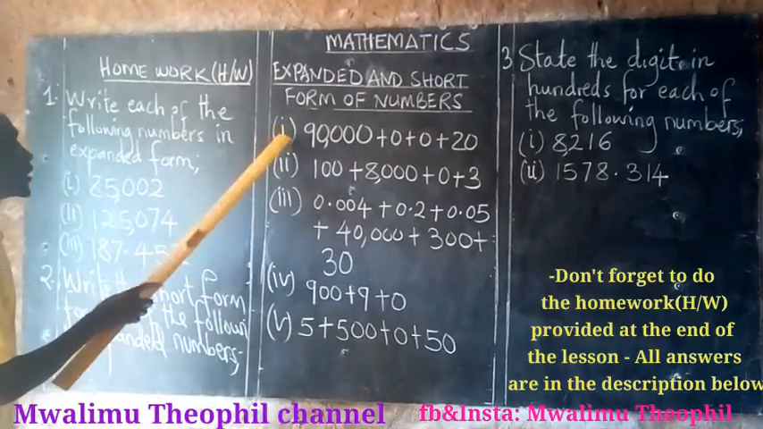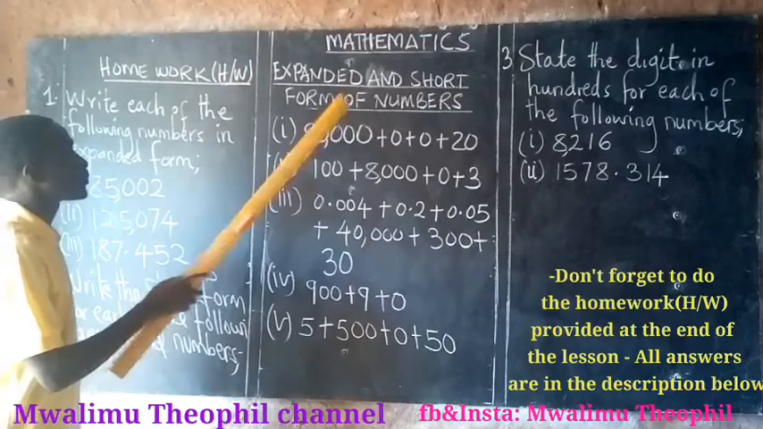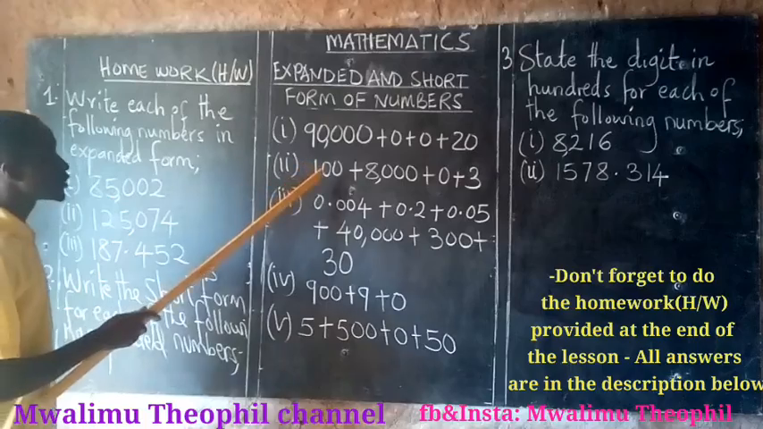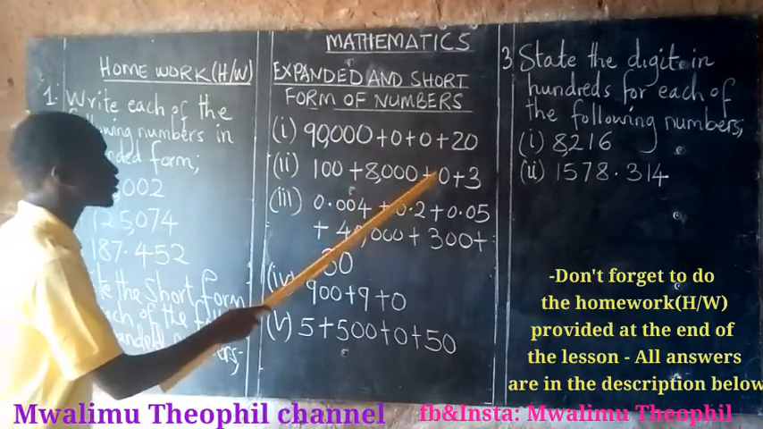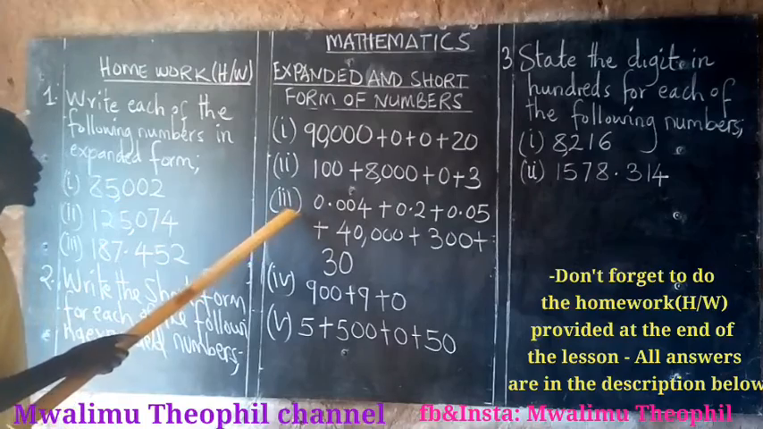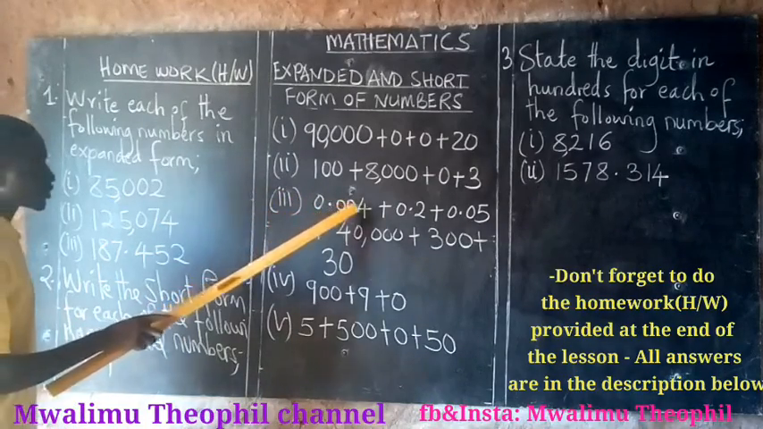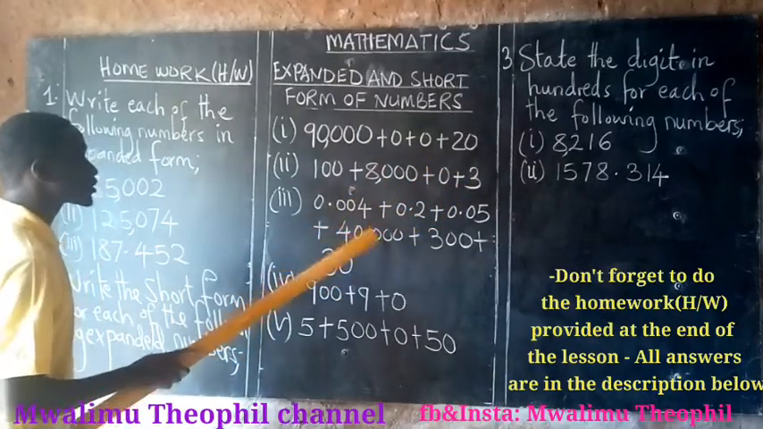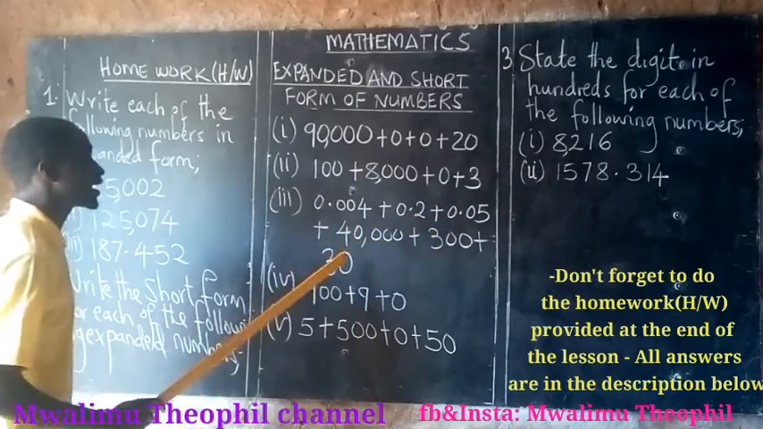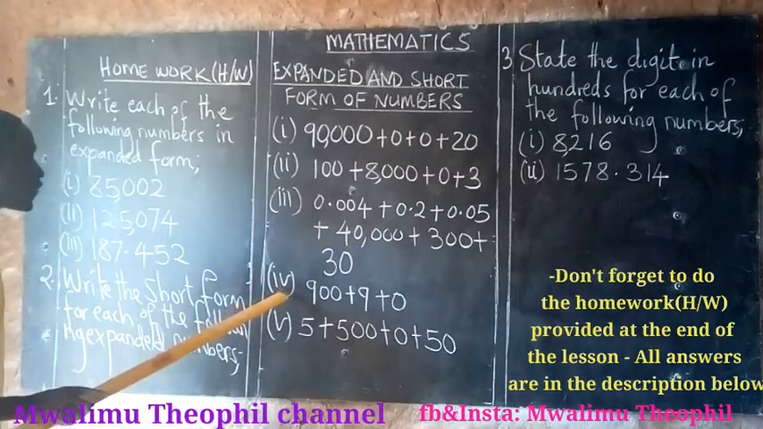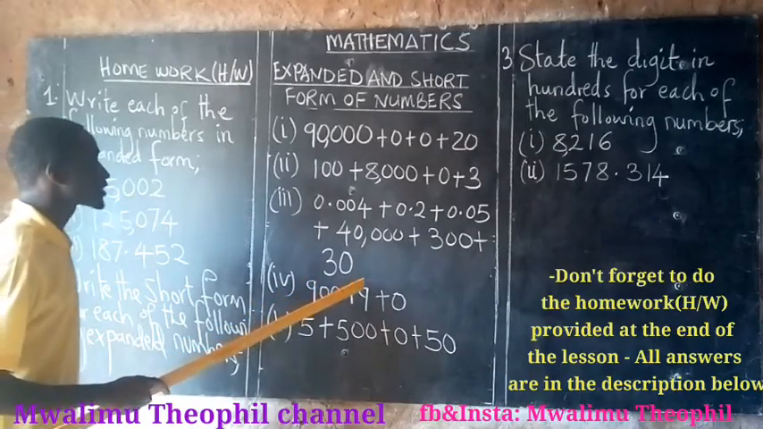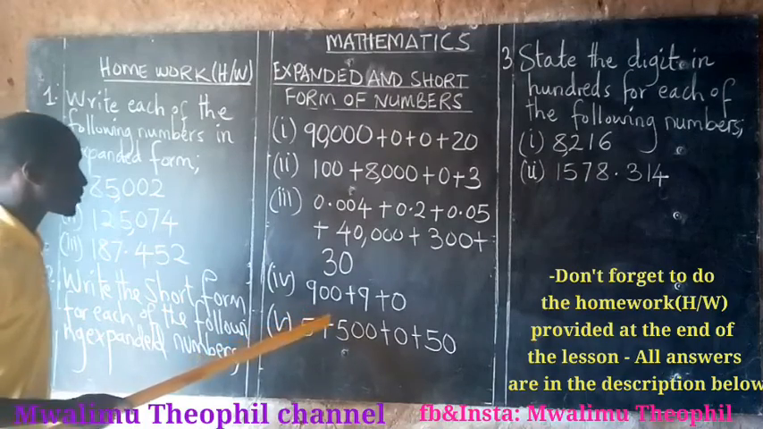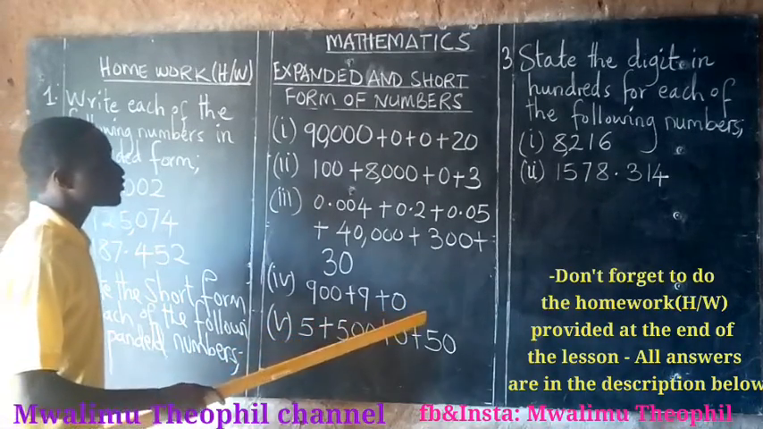And the second question is to write the short form for each of the following expanded numbers. The first expanded form is 90,000 plus 0 plus 0 plus 20. A second expanded form is 100 plus 8,000 plus 0 plus 3. A third expanded number is 0.004 plus 0.2 plus 0.005 plus 40,000 plus 300 plus 30. A fourth expanded form is 900 plus 9 plus 0. A fifth expanded form is 5 plus 500 plus 0 plus 50.